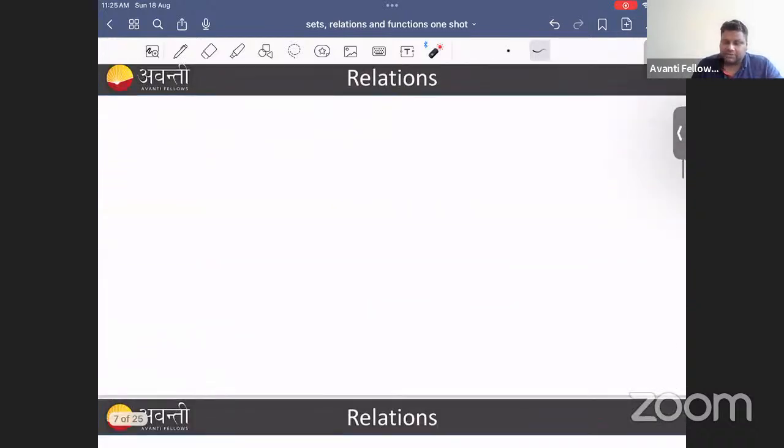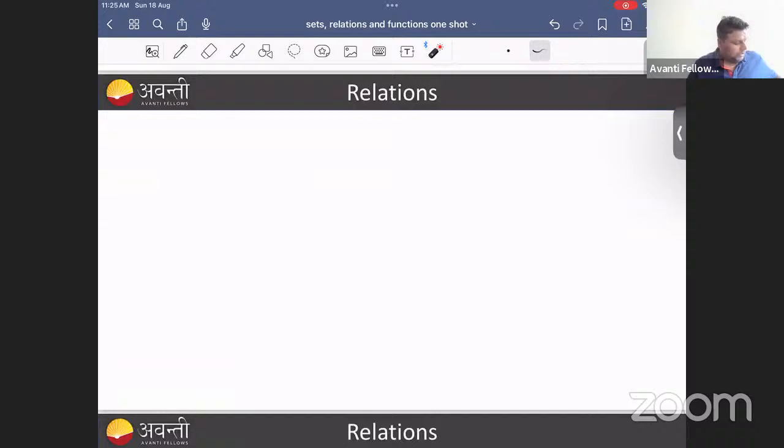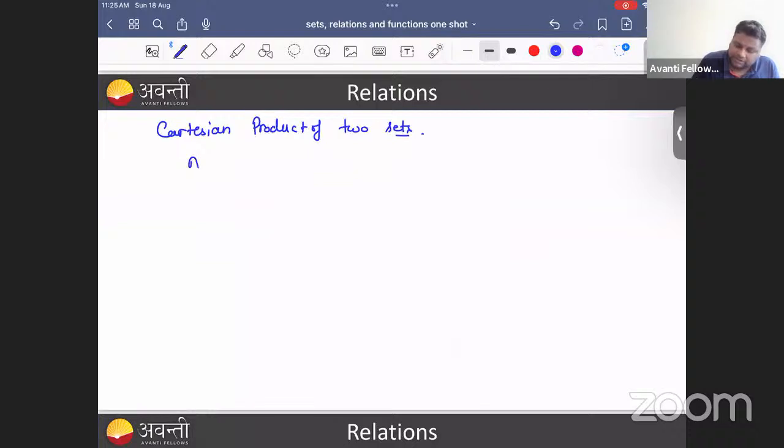Now, let's come to relations. Got it? What is a relation? First of all, let's discuss the Cartesian product of two sets. I think you are aware of this also. Like the set A has elements 1, 2, 3. Set B has elements P, Q. So what will the Cartesian product A cross B be? It is the set of ordered pairs (x, y) such that x belongs to A and y belongs to B.